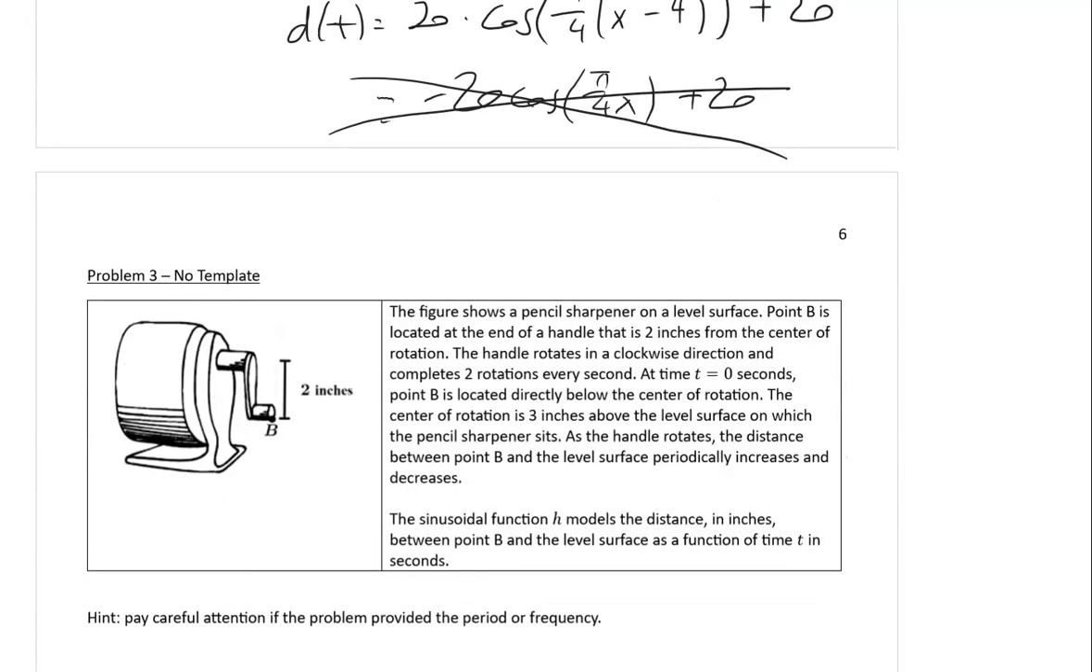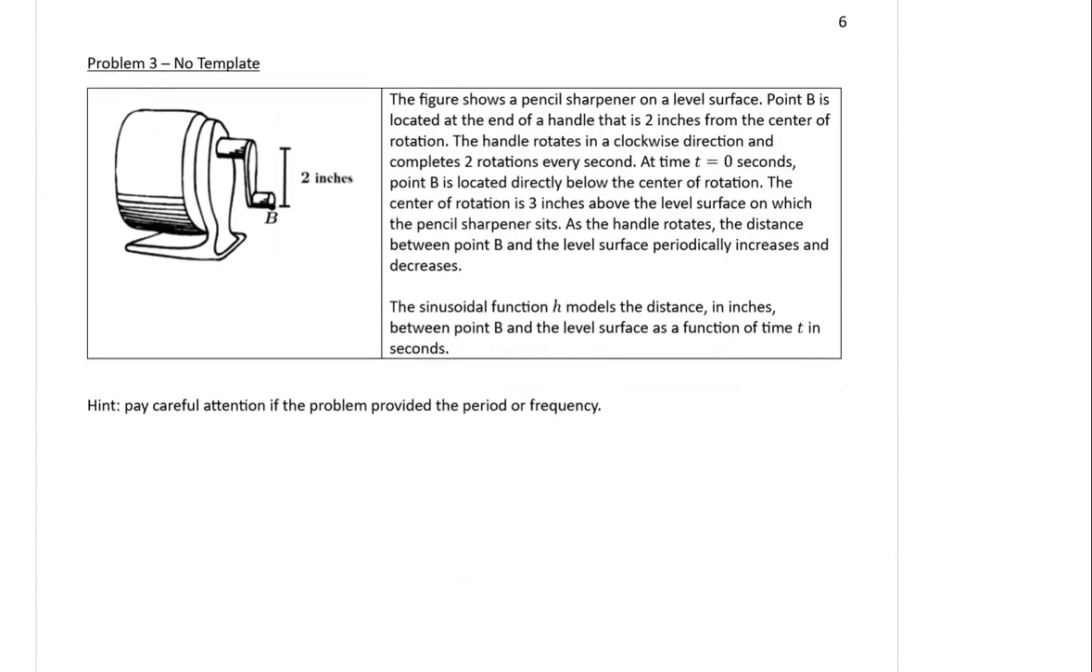Now let's do no template. So this is mimicking a test. You gotta do everything on your own. But I gave a hint here. Okay. The figure shows the pencil sharpener on a level surface. Point B is located at the end of the handle that is 2 inches from the center of rotation. The handle rotates in the clockwise direction and completes 2 rotations every second.